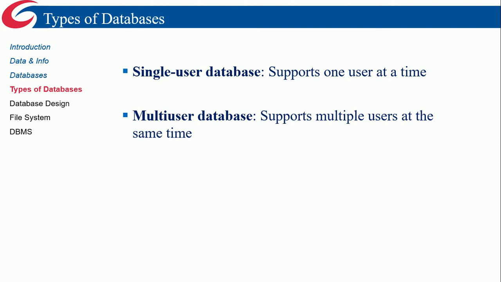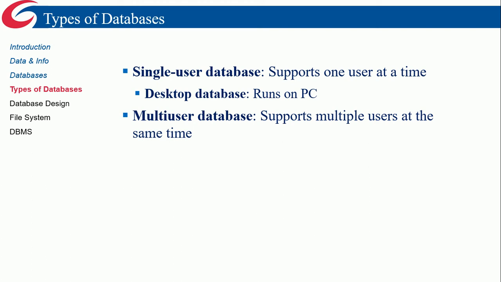So there are lots of different types of databases. The simplest type of database is going to be a single user database, which supports only one user at a time. It usually would be on a desktop, maybe it runs on a PC. There's a bunch of little single user databases. Microsoft Access is probably a good example of a single user database, although Microsoft Access to some extent does support multiple users, but it is limited.